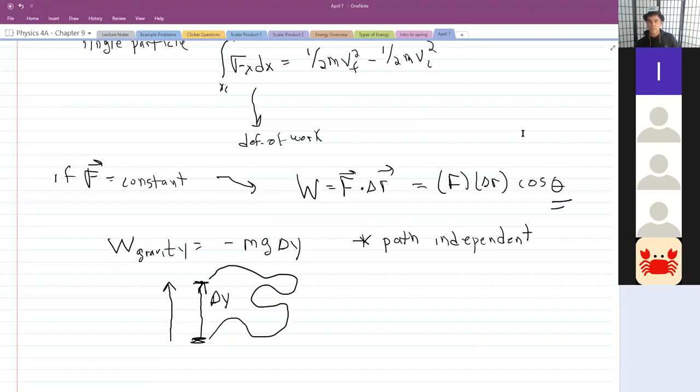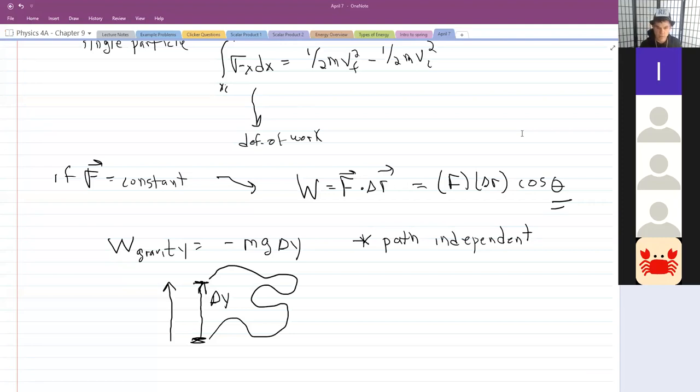I do. So with work for gravity, cosine of 90 degrees is zero. So if something moves at a 90 degree angle, does that mean gravity does no work on it?